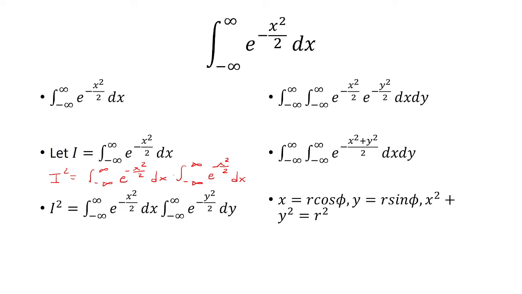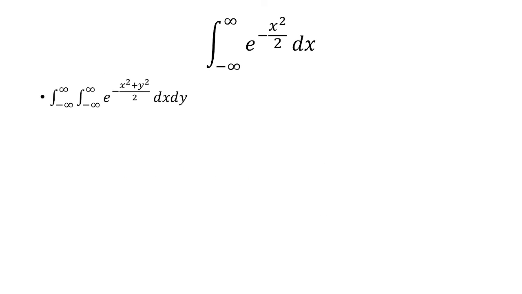And we know that x squared plus y squared equals r squared, because you have r squared cosine squared phi plus r squared sine squared phi. Factor out the r squared, and then cosine squared plus sine squared is 1. So that's going to give us r squared.